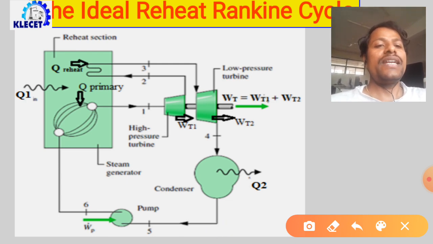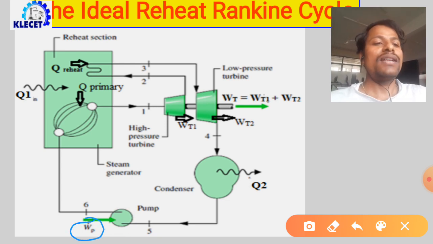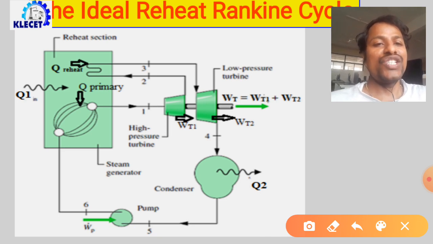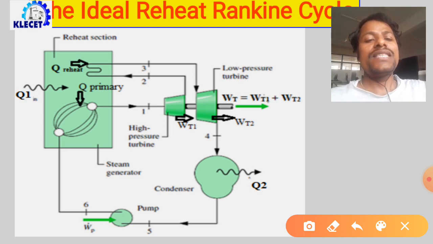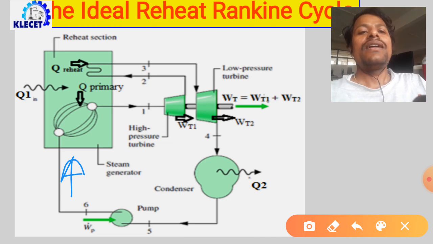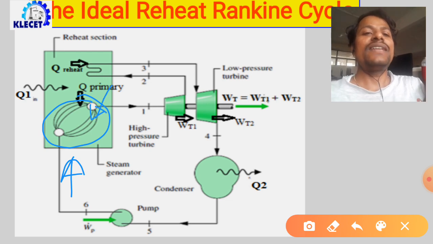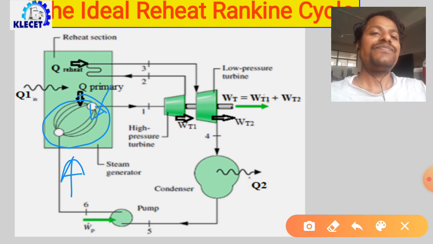So, then the condensate at state 5 enters the pump, wherein it absorbs WP amount of work to pump it to the boiler pressure. So, then the condensate or the water at state 6 enters the boiler, and then it flows through the boiler tubes, then absorbs Q primary amount of heat energy from the boiler furnace.